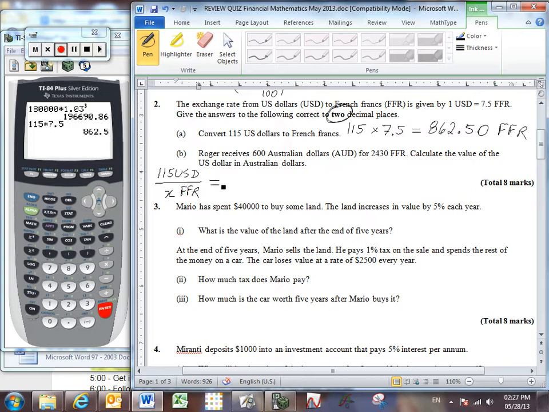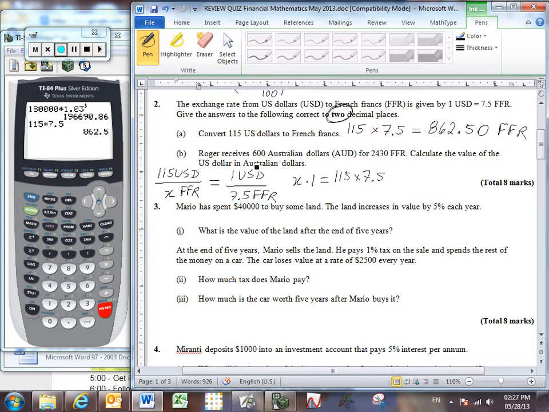Well, this ratio is going to be the same as 1 US dollar divided by 7.5 French francs. And once we set up a fraction equal to another fraction, we can cross multiply. So X times 1, which is just X, isn't it, is equal to 115 times 7.5. And that's exactly what I'd done up here, 115 times 7.5. So it took an extra step, but for some of you this is going to be worth the while so that you don't multiply or divide when you should have done the opposite.